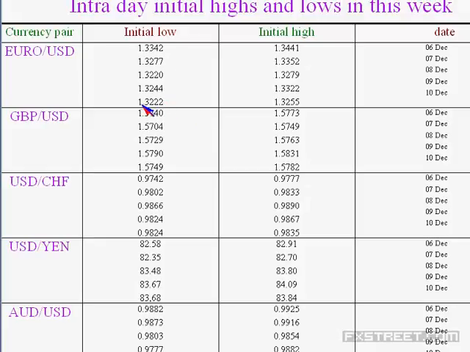So you can see that the initial low in the case of Euro was 1.3222, and the initial high was 1.3255, and it went up to 32.55 and then has not gone above, so I closed it around that. That is the initial high. You can understand how they are respecting it.